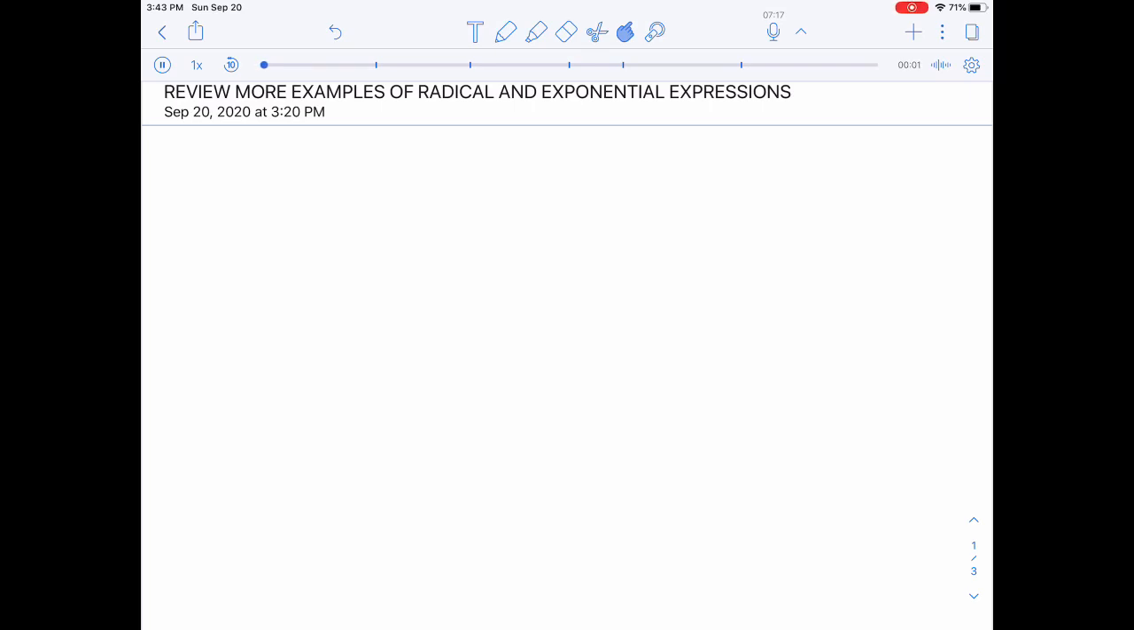Let's review more examples of radical and exponential expressions. Let's take, for example, the 6th root of a and put that into exponent form. That would be a to the 1/6 power, where 1 was our exponent of a and 6 is the root.